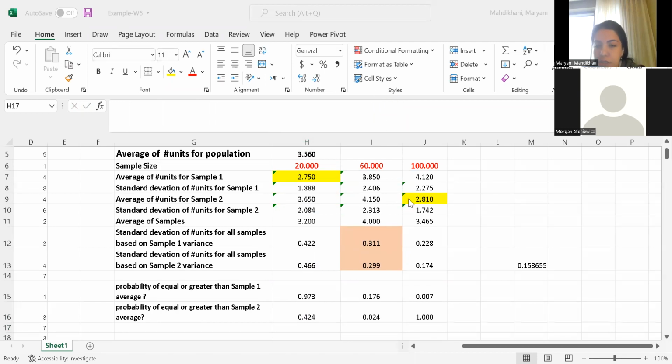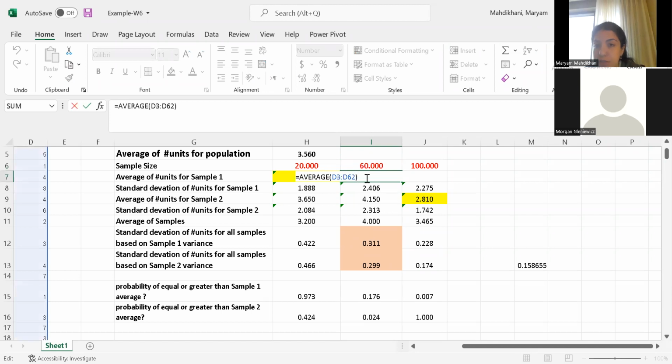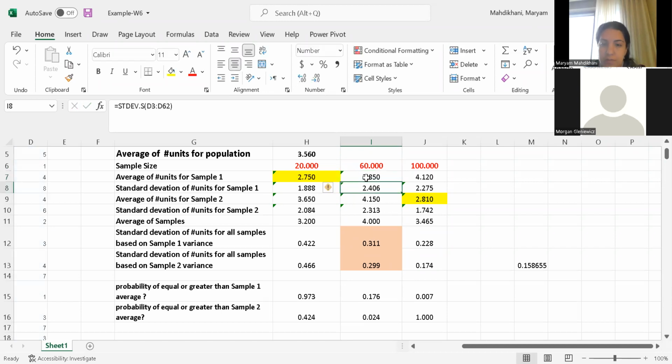Okay, if you don't have any question, I'm going to increase the sample size. This time, the sample size is 60 units. I do the same thing again, but this time I'm choosing 60 units from my population. Here, for example, I chose D3 to D62. You can choose any other, but make sure that you have 60 observations in it.